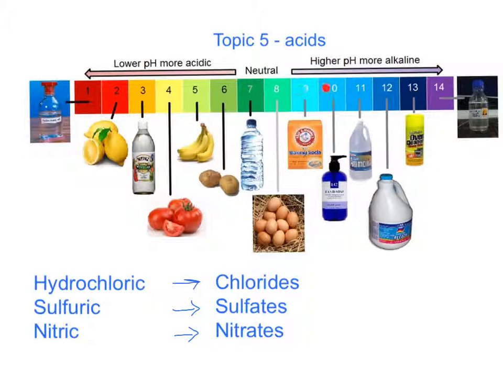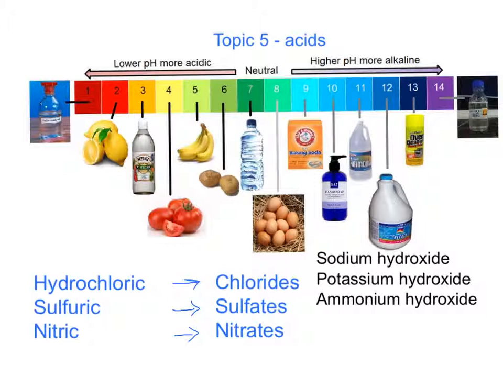Chemicals from the other end of the pH scale are able to neutralize the acids. The most common alkalis that can neutralize these acids are mentioned here: sodium hydroxide, potassium hydroxide and ammonium hydroxide.